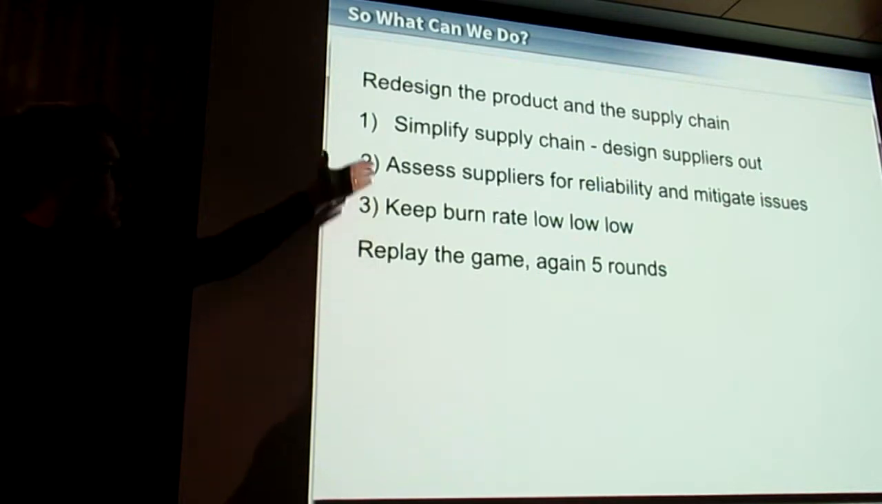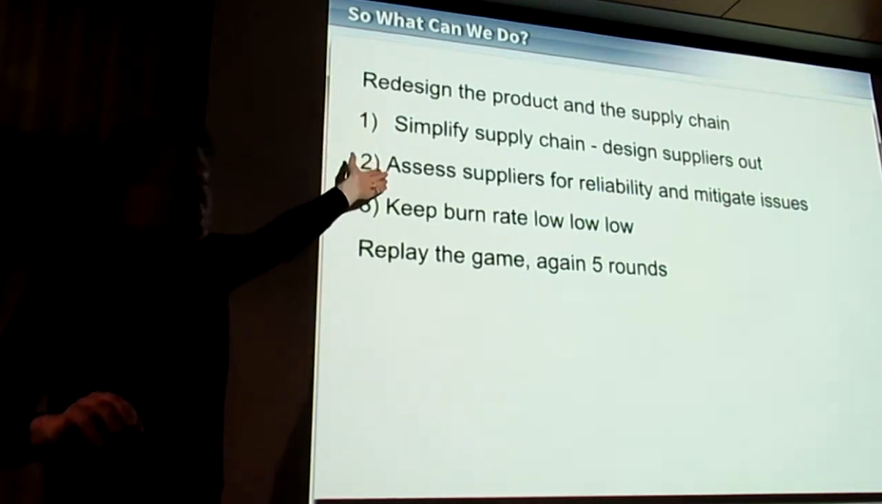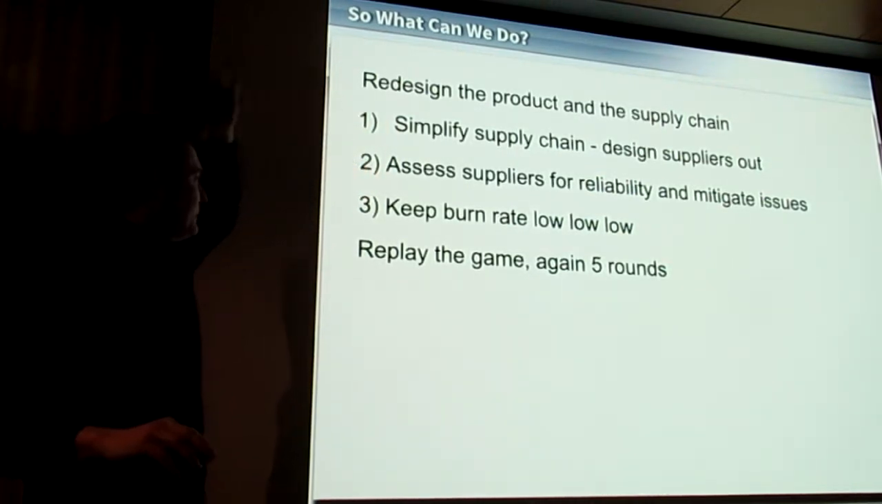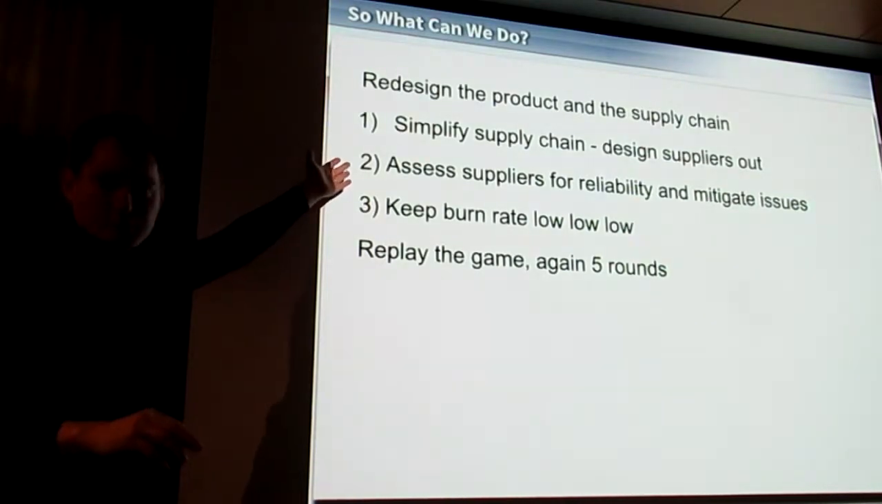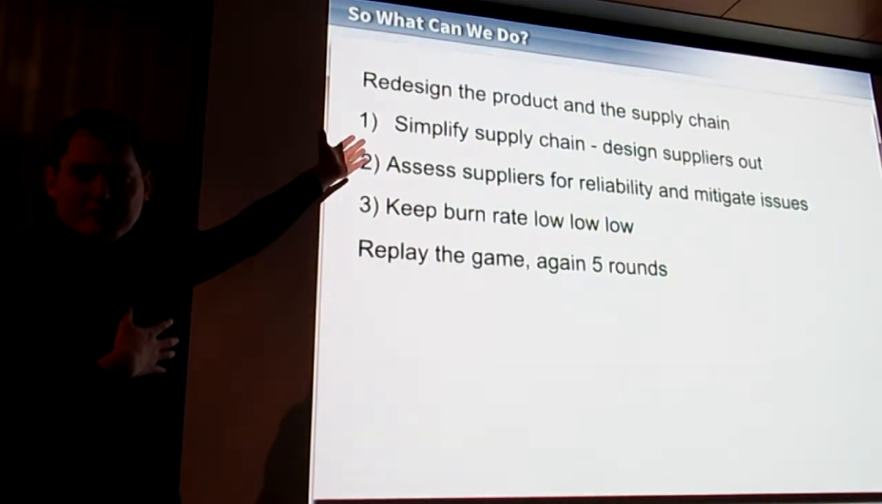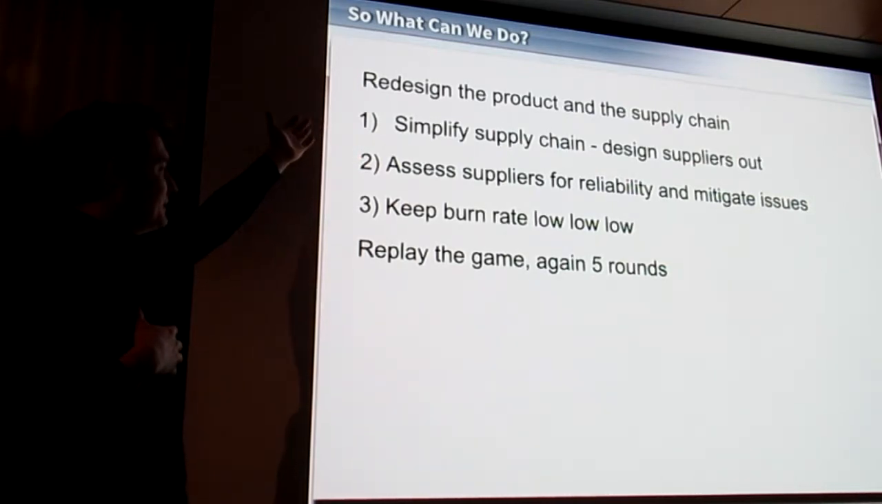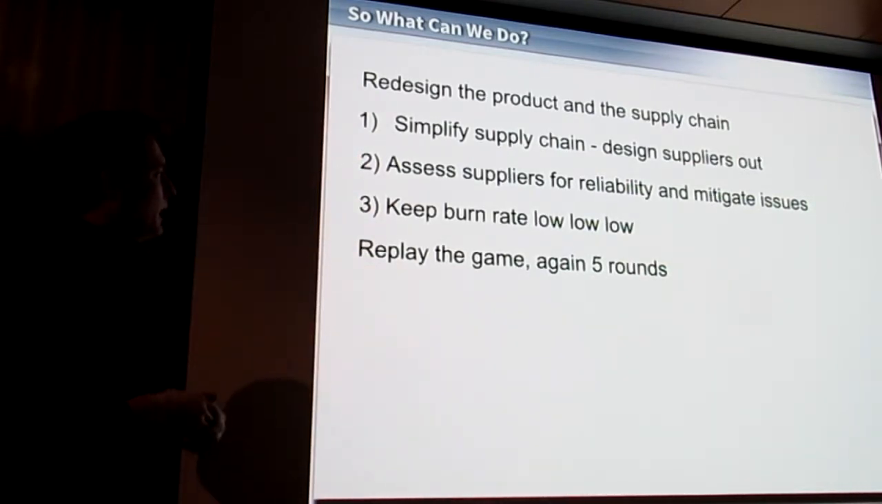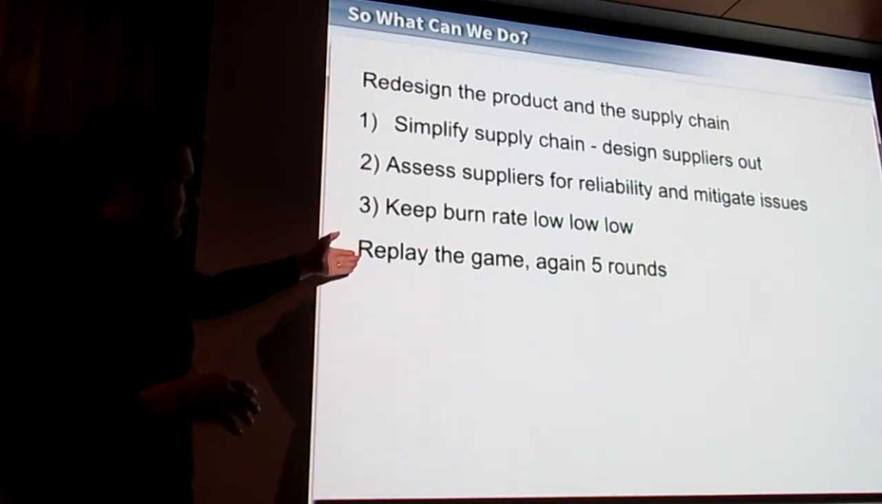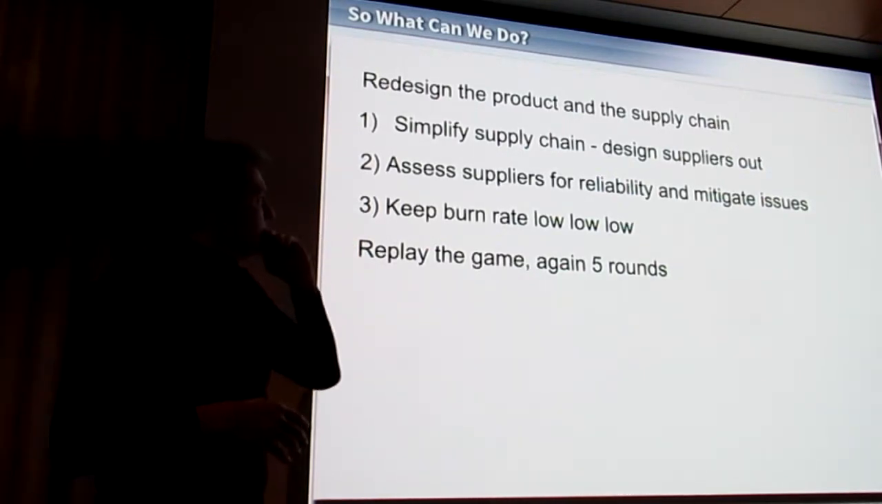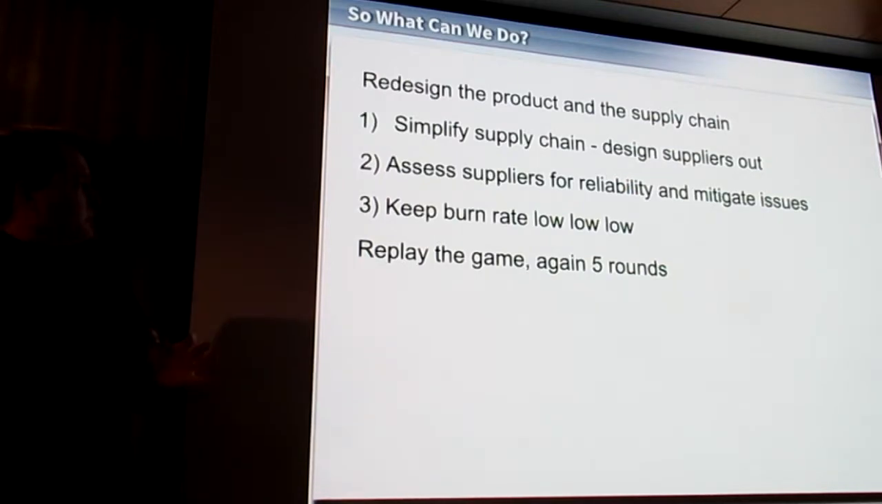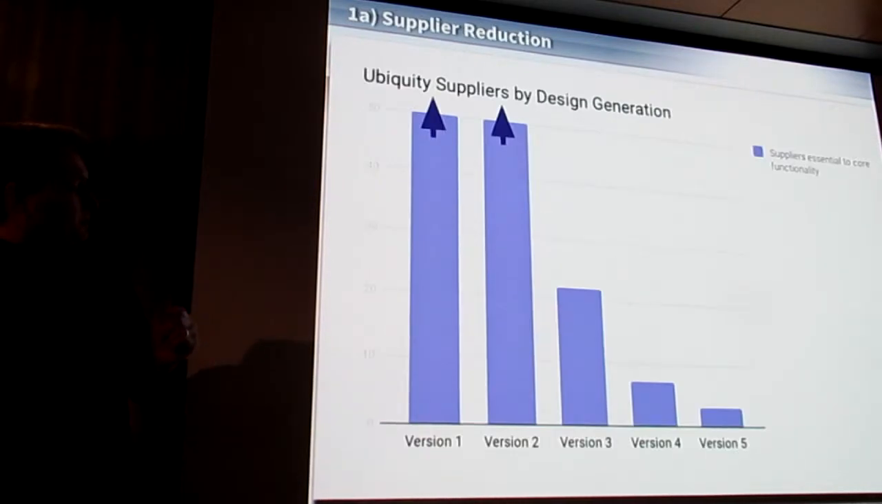So simplify supply chain, design suppliers out, assess suppliers for reliability and mitigate issues, keep burn rate low, right? One reason why Ubiquity Robotics is operating with no office at the moment is for this reason. We're going to talk a little bit about this and then we're going to replay the game again, 5 rounds, right? So absolutely simplify supply chain, reduce the number of parts.